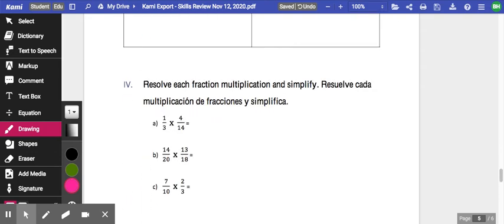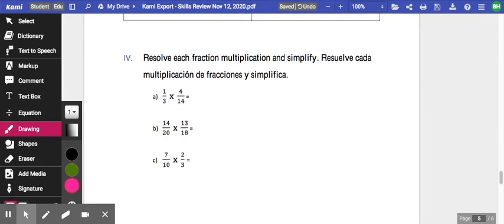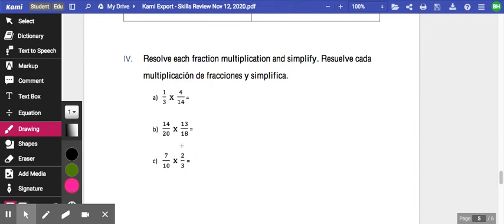Okay, resolve each fraction, multiply, and simplify. All right. So here we go. I'm going to do this one for you. The first way I can do this is I can say I'm just going to multiply straight across. Okay, 7 times 2, 14. 10 times 3 is 30.